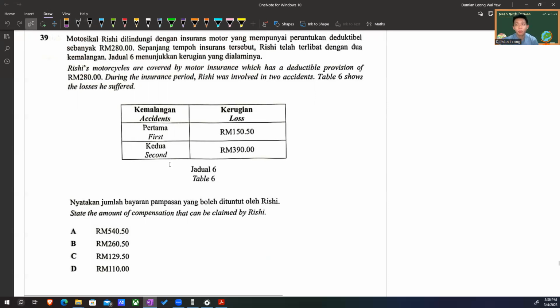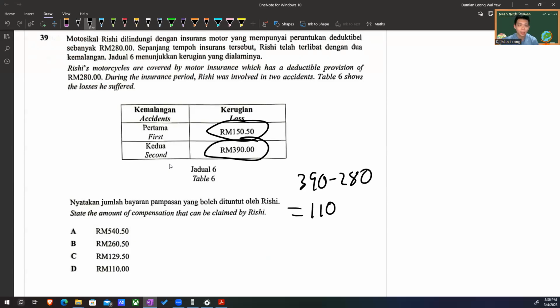So it doesn't matter how long the period is for the 2 accidents. So the deductible for each accident is 280. So this is less than the deductible. So it's not able to claim anything at all. For the second accident, this is more. So 390 minus the deductible of 280, left with 110. That is the amount of compensation that he can claim. So answer D.